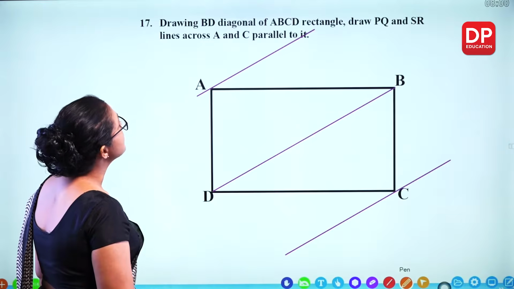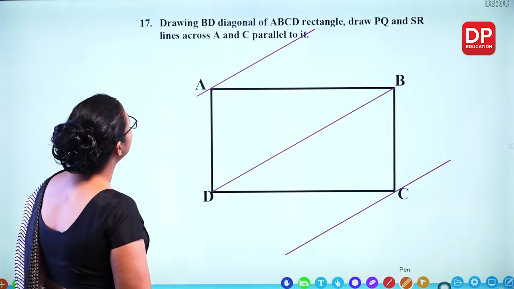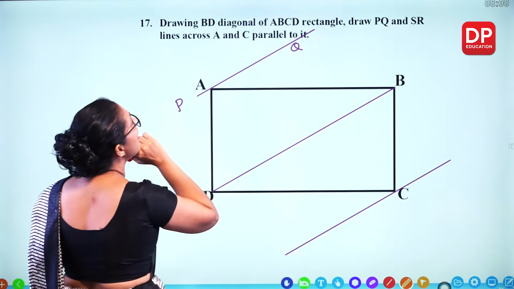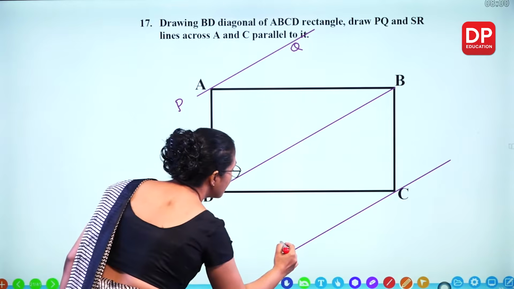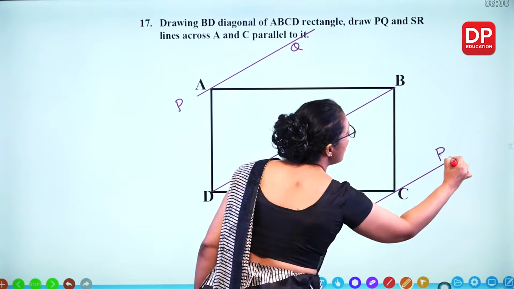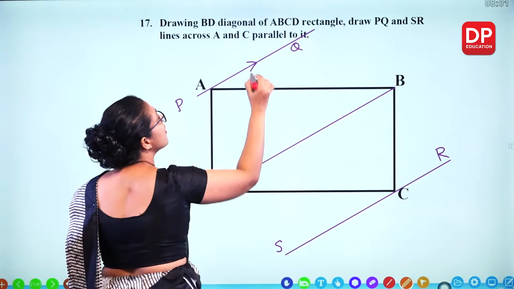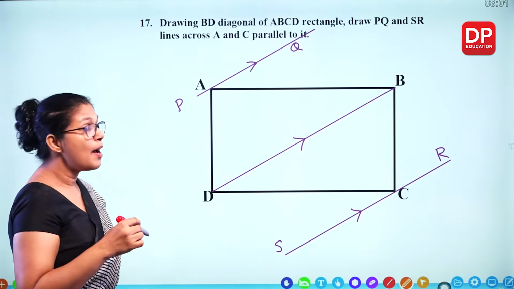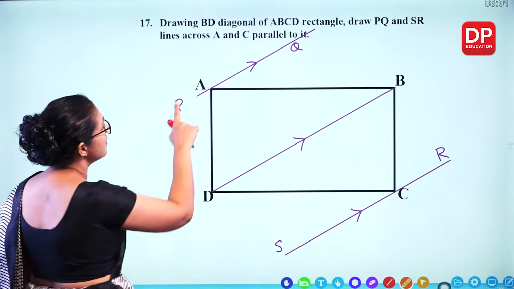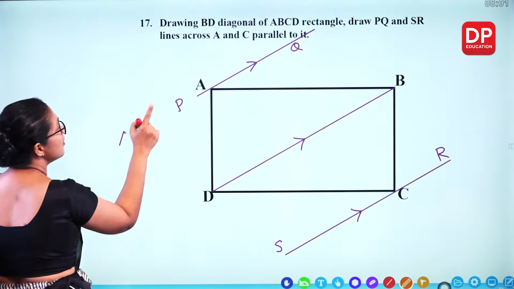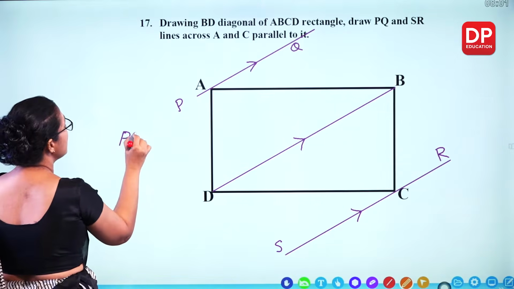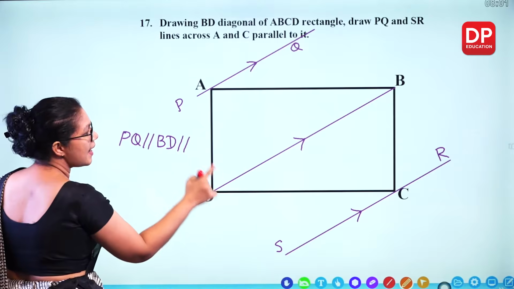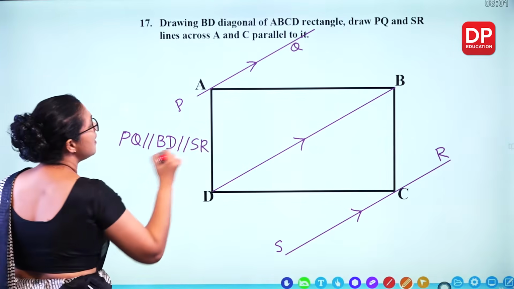So what are the two lines? This is PQ line, and the other one is SR. So I can mark like this with an arrowhead, showing that these three lines are parallel. So I can write PQ line is parallel to BD as well as SR line.